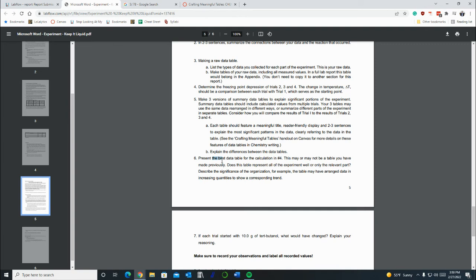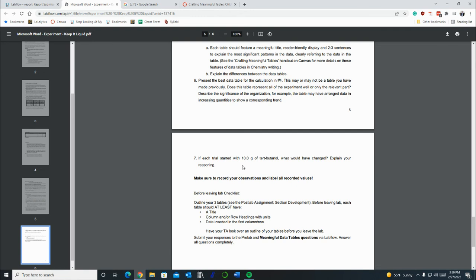In question 6, present a data table for your calculations in number 4. So if you showed a table with all your freezing point depressions in it in number 5, you can just copy and paste that for number 6. If you did not do that for number 5, you're going to have to make a table that shows off your freezing point depressions. That's what it's saying right here. And then it's asking, does it represent all the experiment well? And then describing the significance.